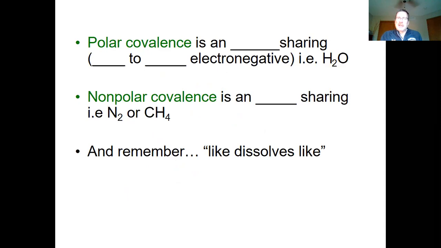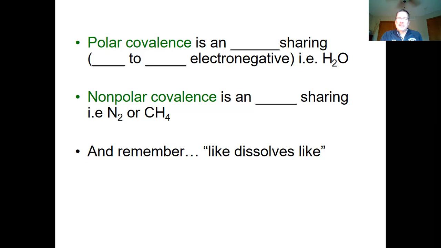Polar covalence is an uneven sharing, from, however you want to say it, lower to higher electronegative. The higher the electronegativity, the more sharing it does, the more toys it holds on to and doesn't play.